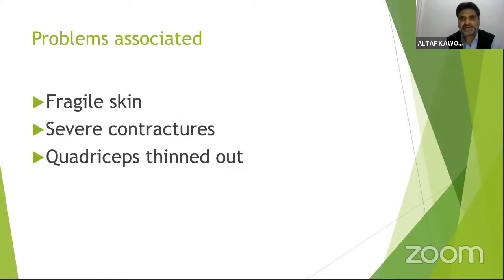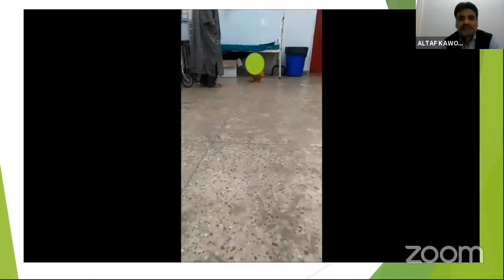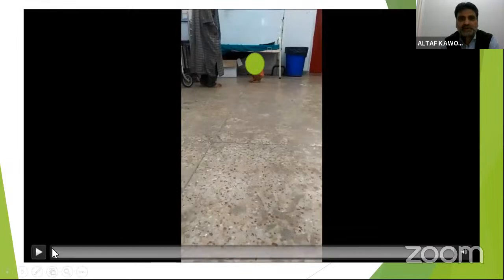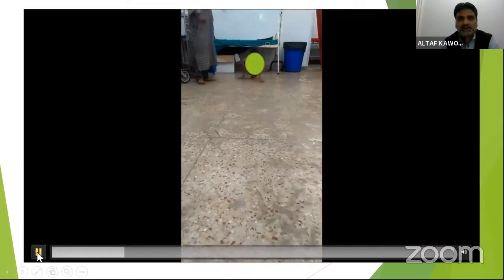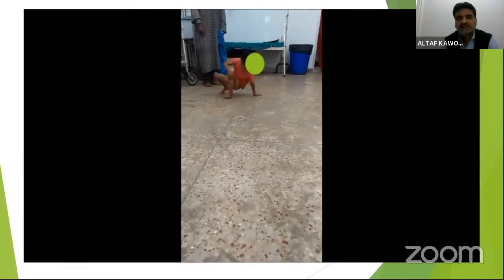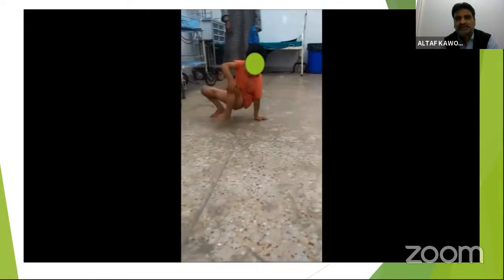So what are the problems? Problems are you have a fragile skin, you have skin contractures, and the quadriceps is really thinned out. So if we look at the gait pattern, the child has been really disturbed by this kind of a gait. This is almost crawling rather than walking. This is quite distressing to the patient as well as his parents.